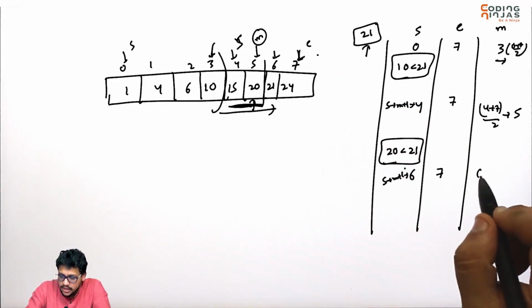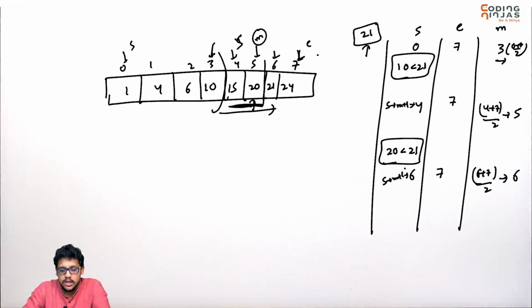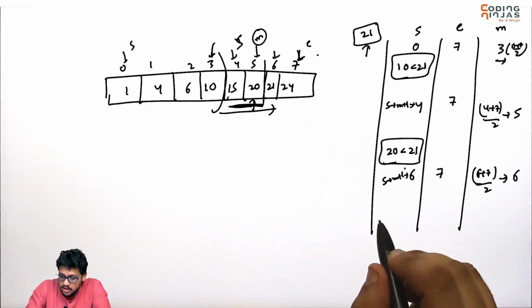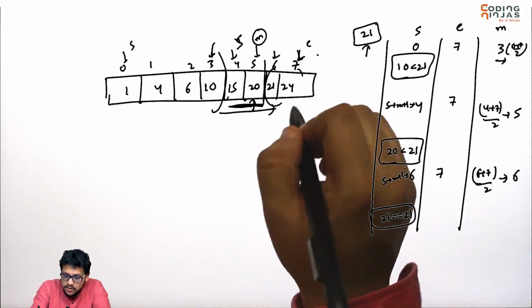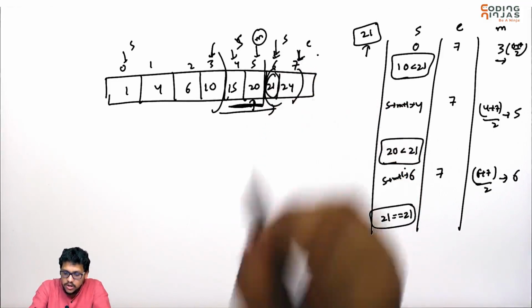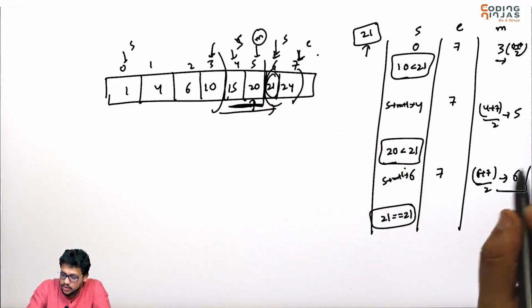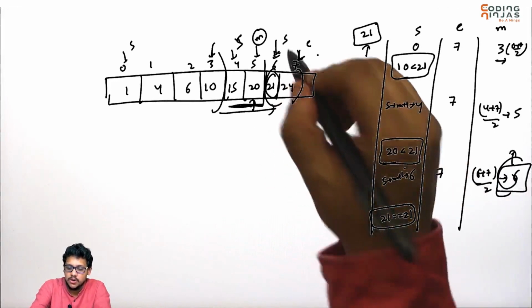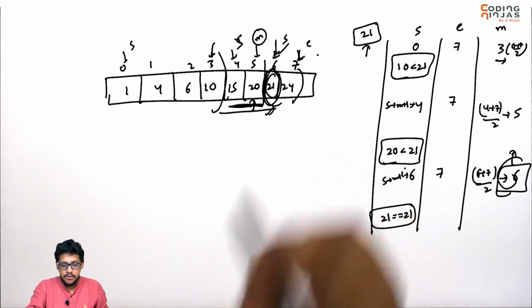You will calculate the mid again, it will be 6 plus 7 divided by 2, 13 by 2, that is equal to 6 here. 21 is equal to 21. This 21 is equal to 21. You will just return the mid index, that is equal to 6, and that's your answer. That is the perfect answer for you. You are able to reach 6. So we are able to reach 21.